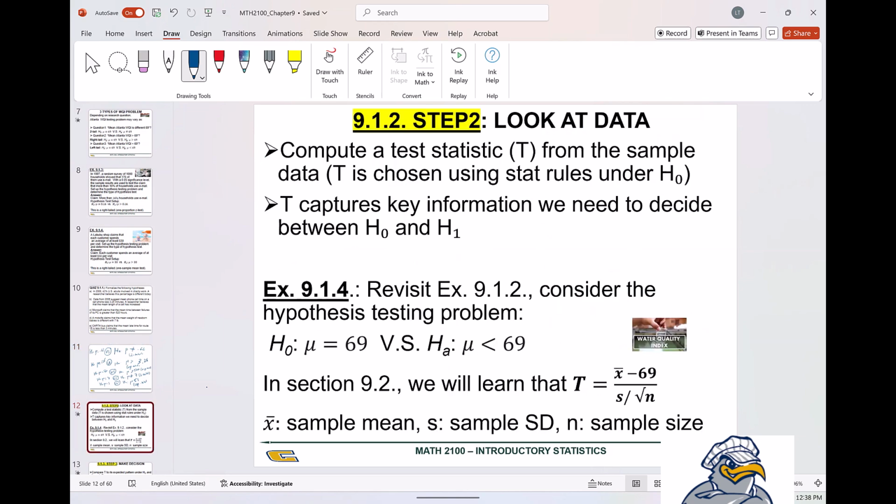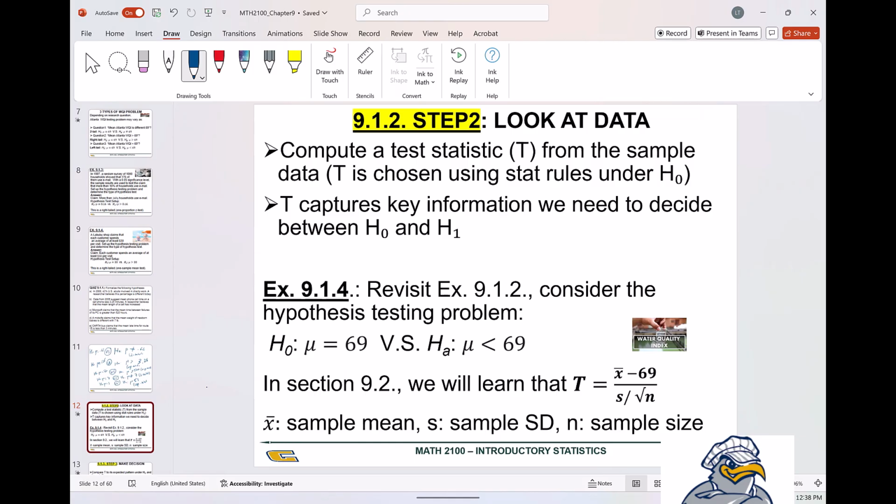Now we look at step 2, where we look at data. In step 2, you have data, and you compute a value from data. We call it a test statistic T. Note here that T is chosen using the rule under the H naught. It's just some math behind. You have a specific formula for each test, okay? But here we just talk a little bit about where it comes from. And T will capture the key information we need to decide between H naught and H A.